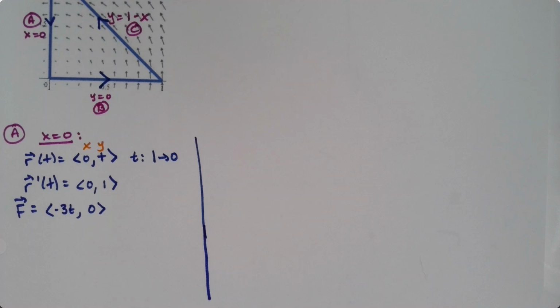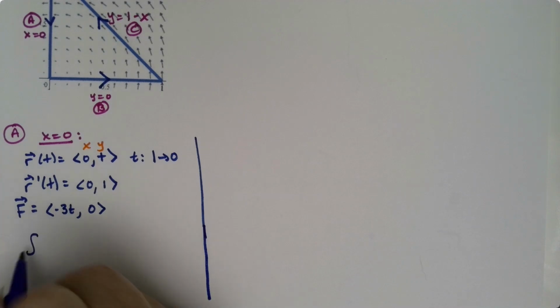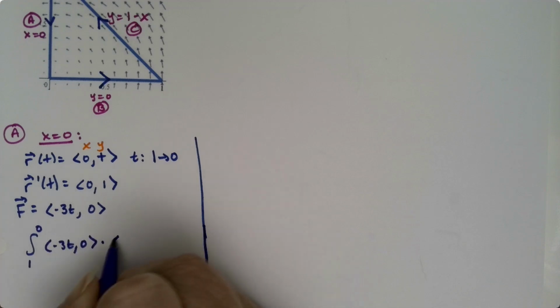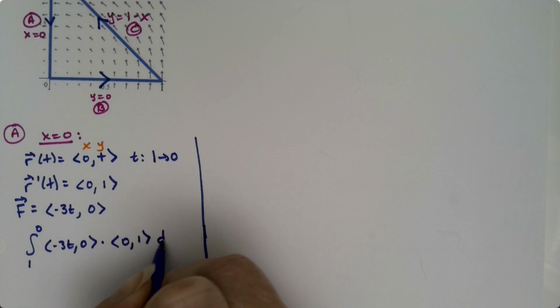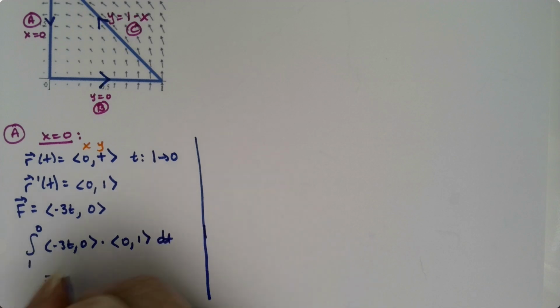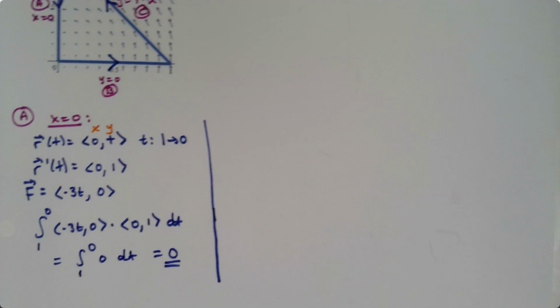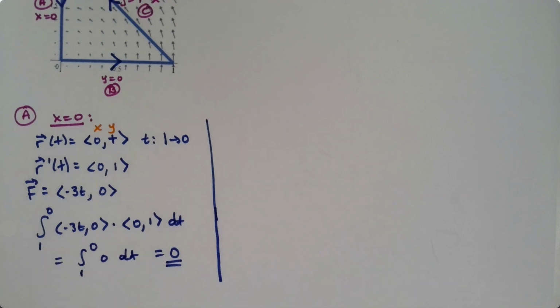Then we need to, well, I guess I can write the integral. So we're going to find the integral from 1 to 0 of negative 3t comma 0 dot product with 0, 1 dt, which is a big whopping 0 because we're integrating 0. All right, well, that one was easy. Let's try the next one.